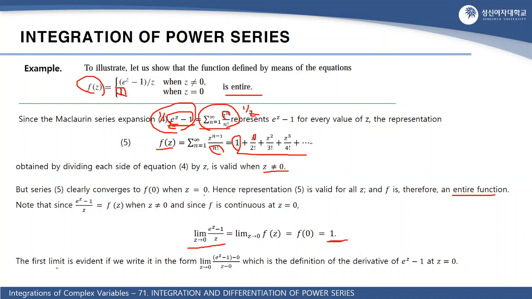The first limit is evident if we write it in a form like this, which is exactly the definition of the derivative of e to the g negative 1 at g equal to 0.